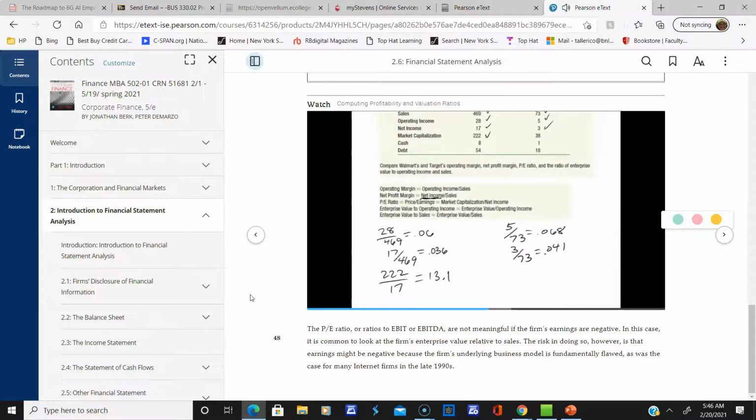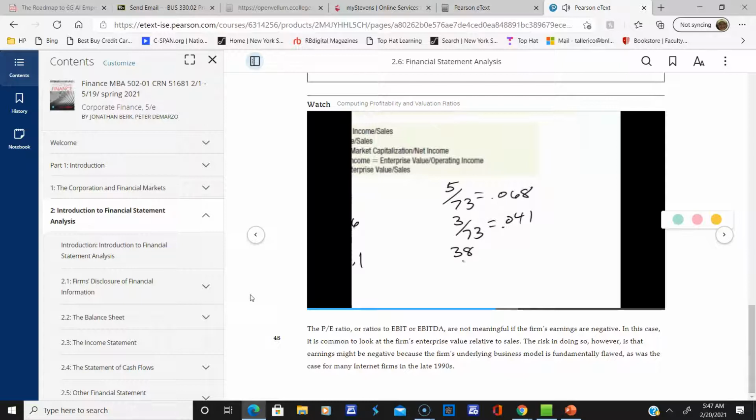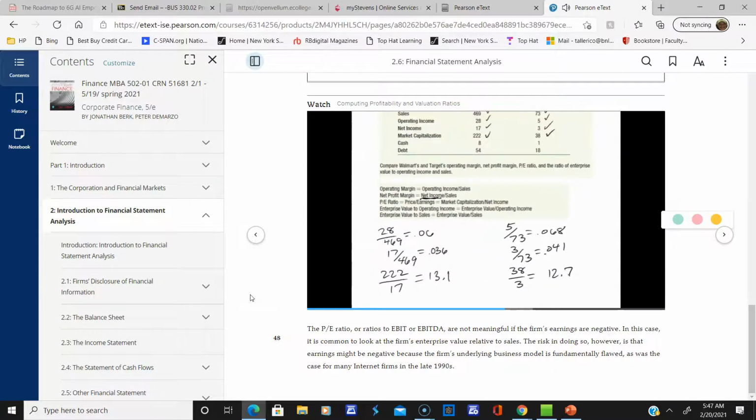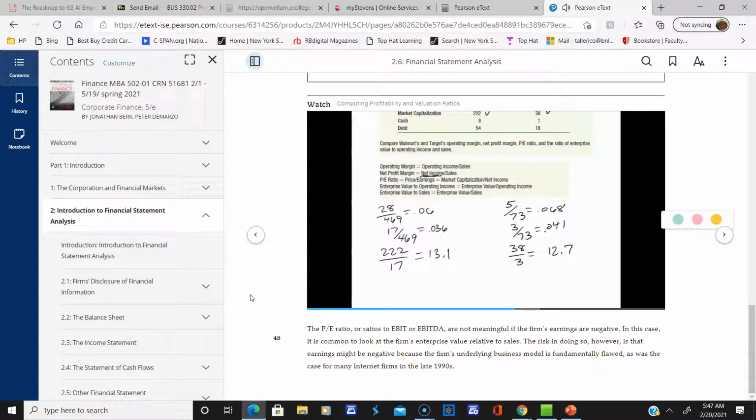And for Target, we've got a market capitalization of 38, and we've got net income of 3. And if you divide that one out, you get 12.7. So actually fairly similar PE ratios, both pretty close to 13. So they have somewhat similar growth expectations in the stock market, that for every dollar in earnings that Walmart or Target is making today, you're paying about $13 to own the stock.